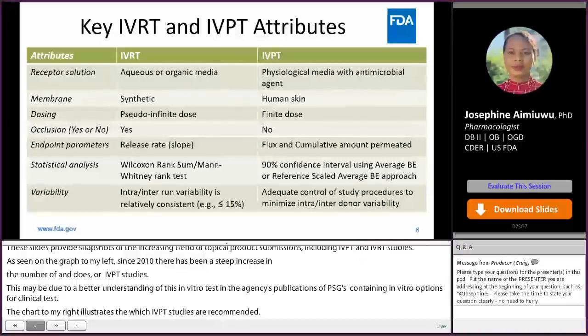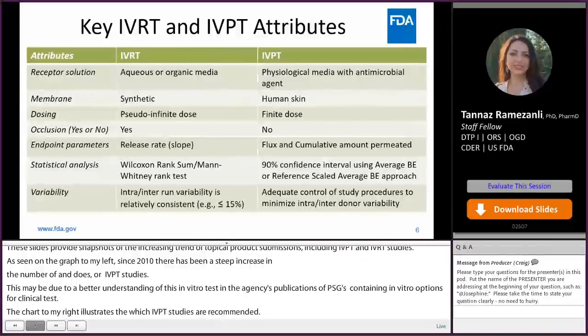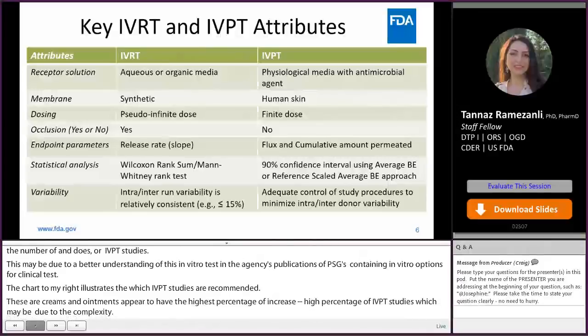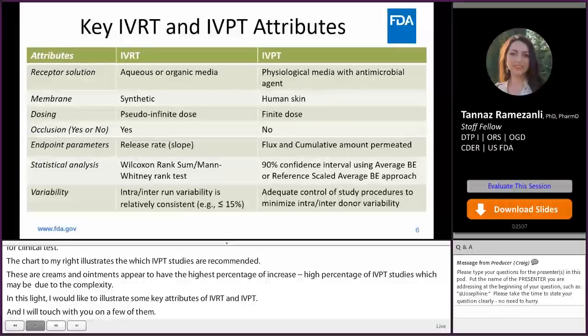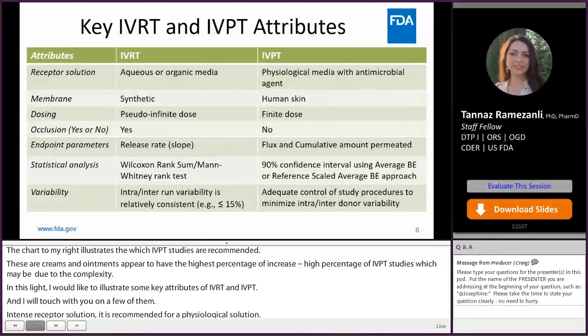In this slide, I would like to illustrate some key attributes of IVRT and IVPT, and I will touch briefly on a few of them. In terms of receptor solution, it is recommended that physiological solutions typically be used for IVPT studies, while aqueous or organic media are utilized for IVRT.